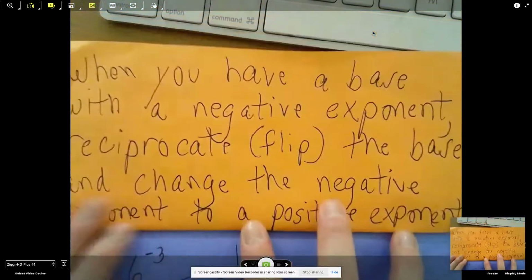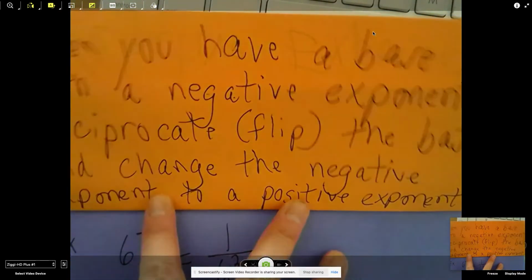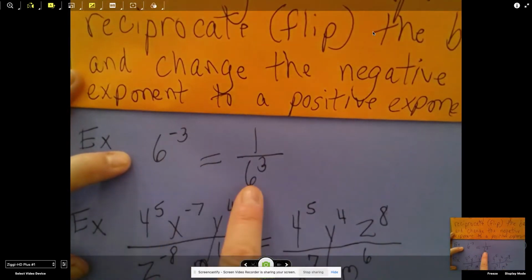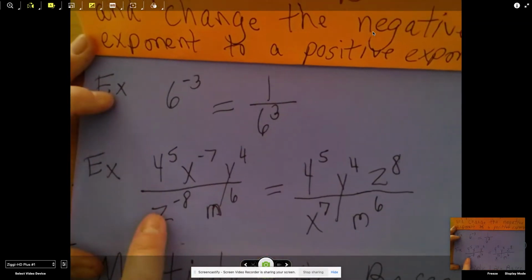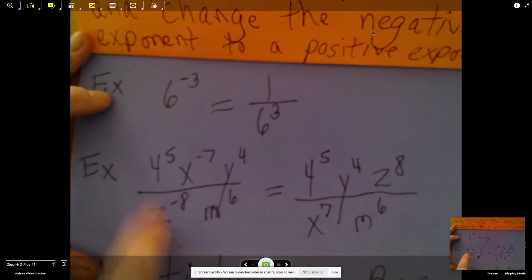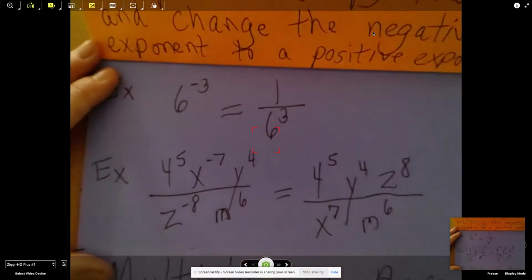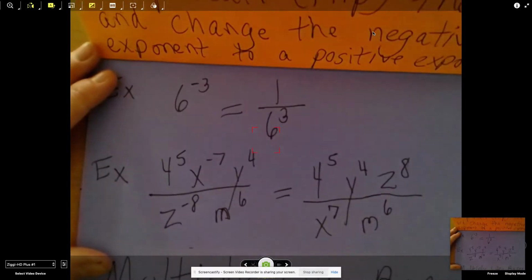So when you have a base that has a negative exponent, you reciprocate the base and change the exponent to a positive. So if the exponent is a numerator, then it becomes a denominator. But there are going to be cases where the base is a denominator, and if it's down on the bottom, then you're going to have to make it up here on the top. So those were some things that we did earlier in the year. It just depends on what you're doing, so it could be flipped either way.